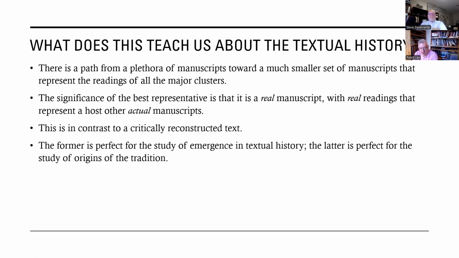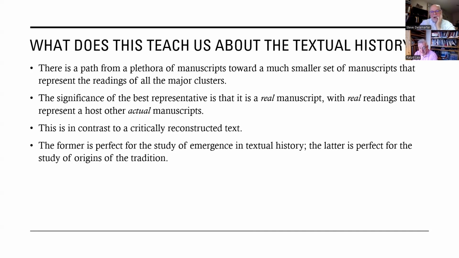We learn there's a path from a large collection, a plethora of manuscripts, towards a much smaller set of manuscripts that represent the readings of all the major clusters, and that's a really useful tool for homing in quickly from the mass of data. The significance of the best representative is that it's a real manuscript with real readings that represent a host of other actual manuscripts. This is in contrast to what you might generate in a critical study and a critically reconstructed text, where you end up with a text that doesn't represent any of the manuscripts.